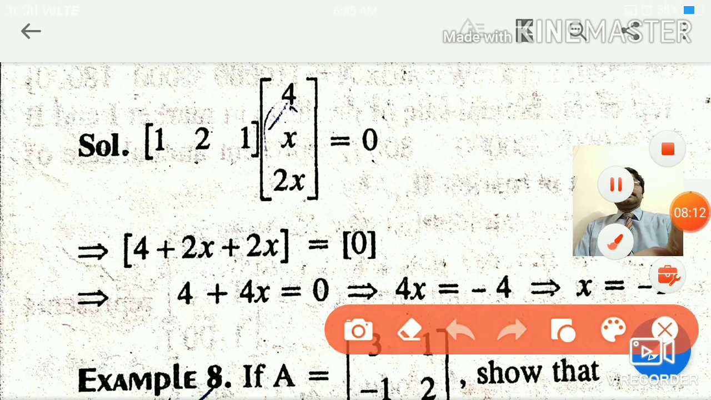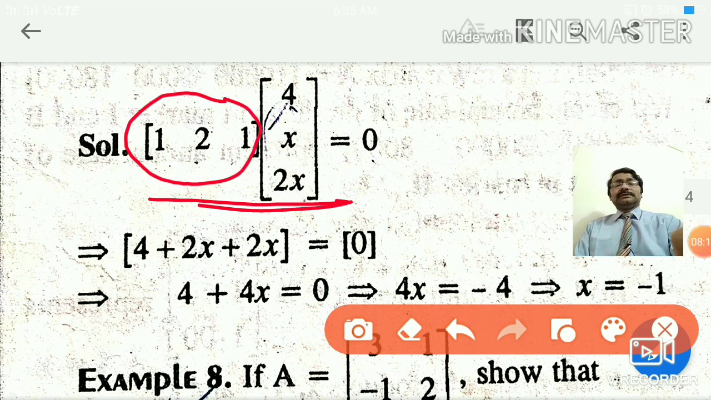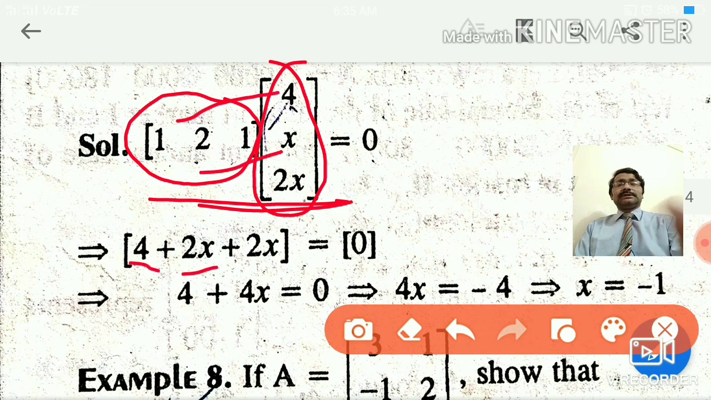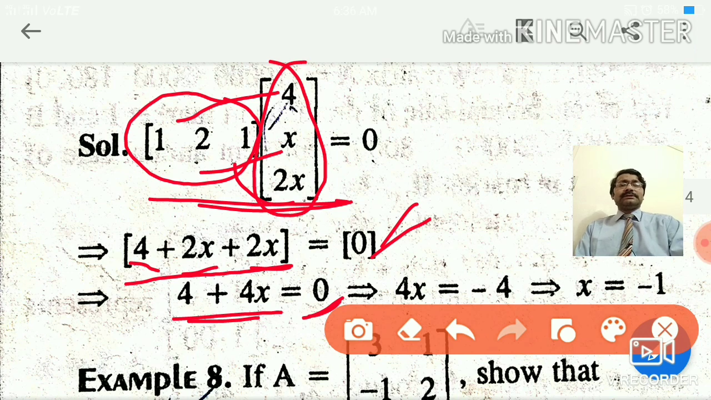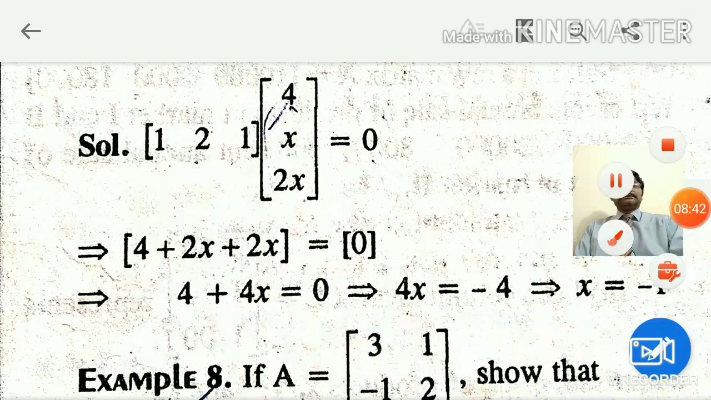Now these 2 matrices also have to be multiplied. This is the first row and this is the first column. This you multiply. So 1 into 4 is 4, 2 into x is 2x, 1 into 2x is 2x, and these you have to add. Adding, you get 4 plus 4x equal to 0, the matrix value is 0. You compare, 4x equals minus 4. So you get x equal to minus 1.